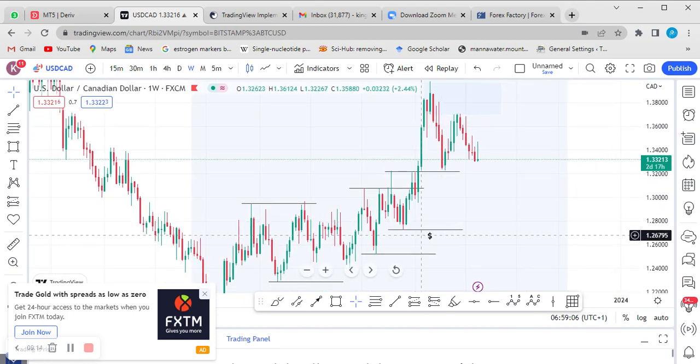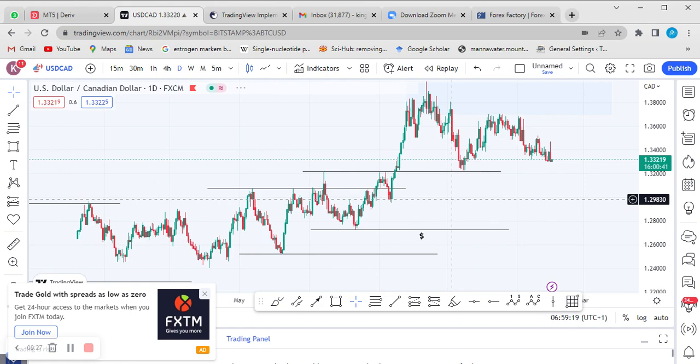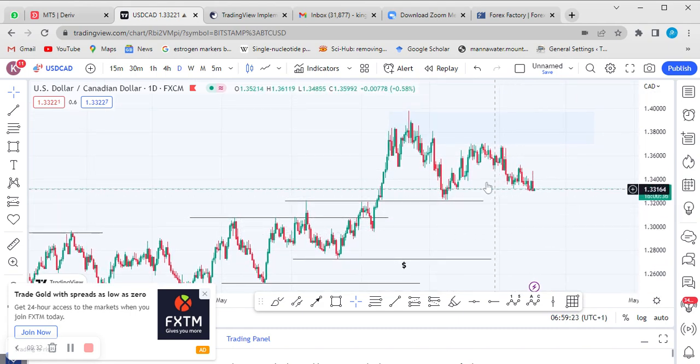So what do we have to do? Either you wait patiently for price to break the structure here, and don't forget this is a weekly TF, or we have to go on a lower time frame to check for more structures. So now let's go all the way down to the daily TF to see more of what is happening.